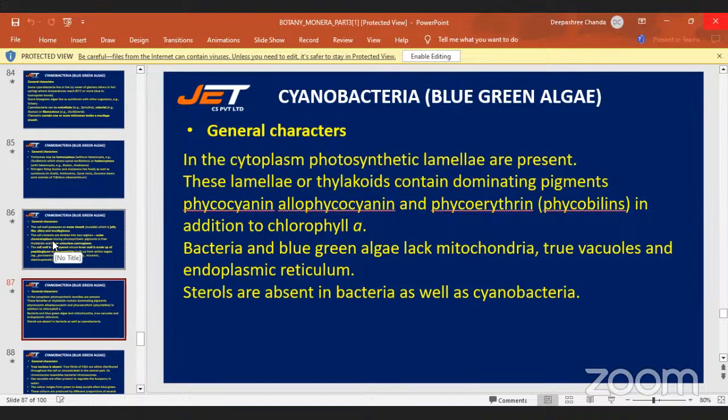Bacteria and blue-green algae lack mitochondria, true vacuoles, and endoplasmic reticulum. Even sterols are absent in bacteria as well as cyanobacteria. So just name the accessory pigments present in blue-green algae, which aid in the process of photosynthesis. Just tell me.